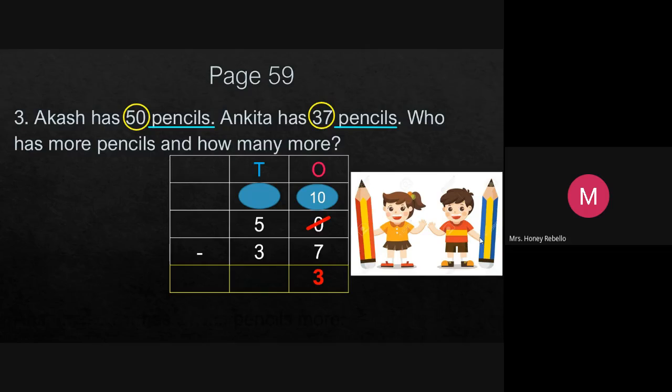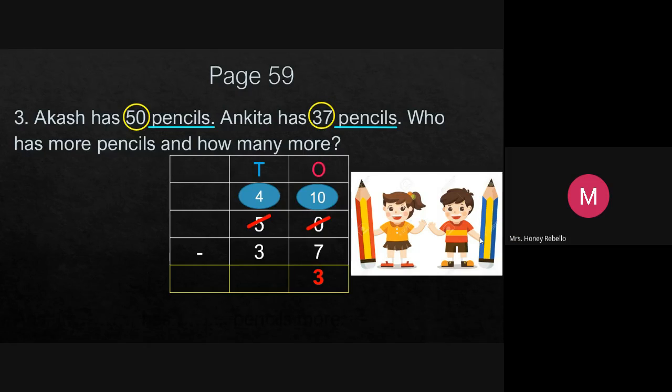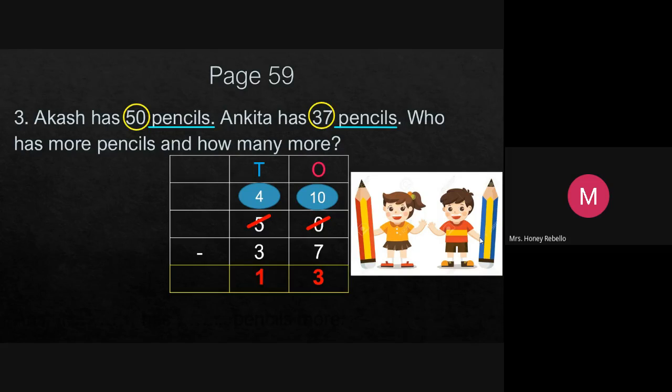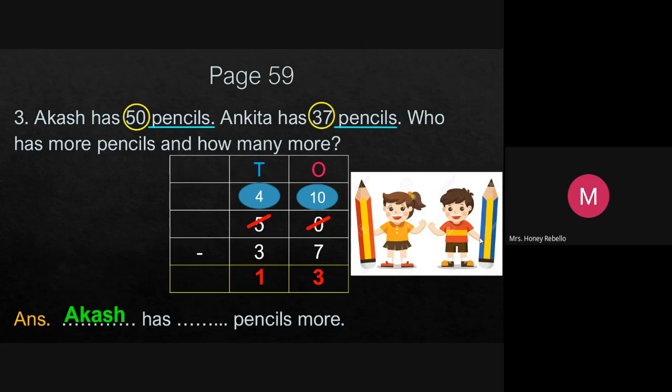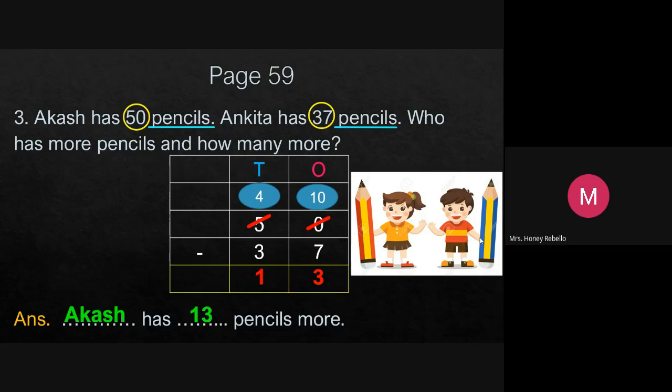Now, what should I do with 5? We just borrowed. Now we have to cut 5 and write. I don't know whether I have to write 6 or 4. 4, ma'am. Very good. You are removing 1. Now, what is 4 minus 3? 1, ma'am. Very good. Now, down you see, dash has dash pencils more. Now, what will you write there? Tell me. Who has? Akash has. Very good. How many pencils? 13 pencils. Please write, children, now.